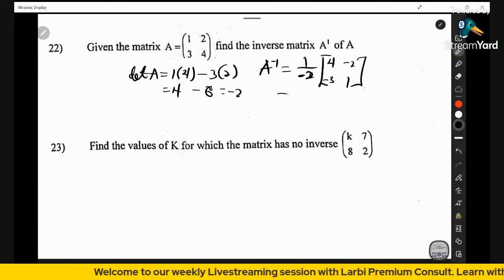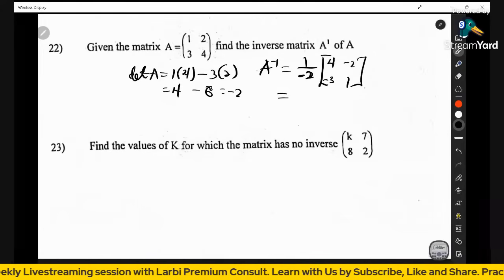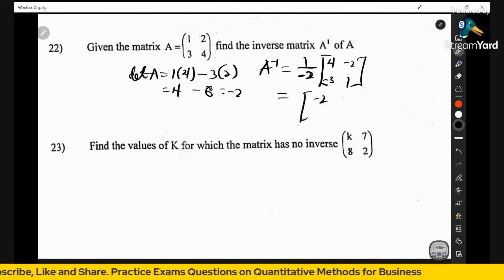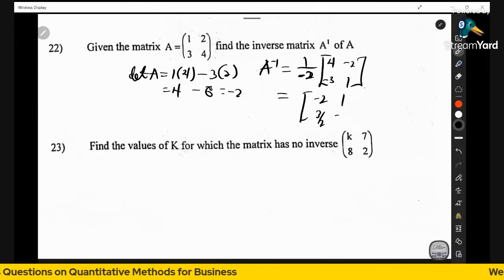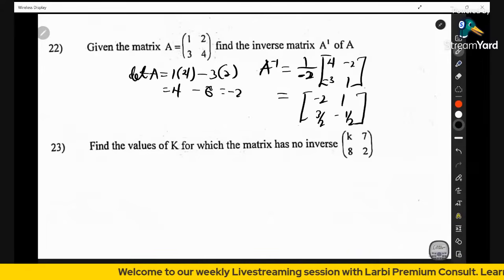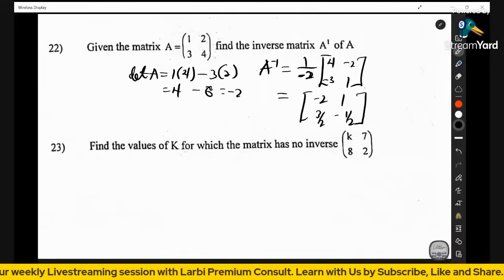At the end of the day, it becomes a scalar multiplication of this new matrix. So negative 1 over 2 multiplying 4, we are getting negative 2. Negative 1 over 2 multiplying negative 2, we are getting positive 1. Then here we are getting 3 over 2, and here we are getting negative 1 over 2. So the inverse of 1, 2, 3, 4 is actually negative 2, 1, 3 over 2, negative 1 over 2. So let's take note of that.